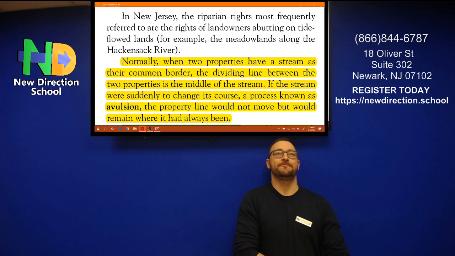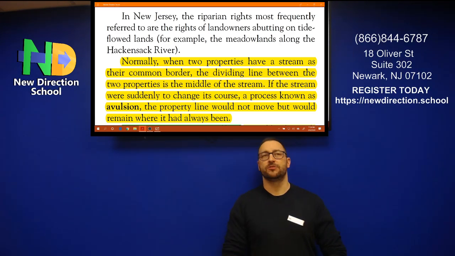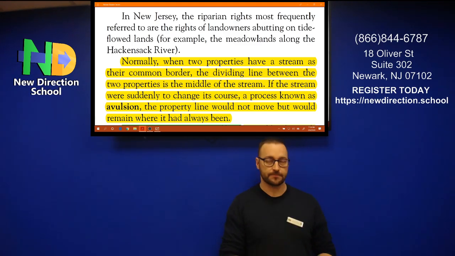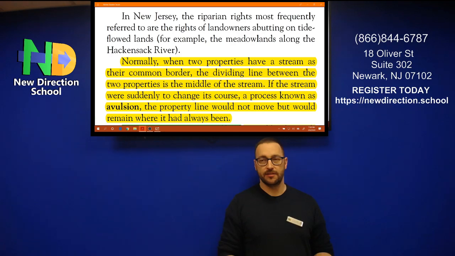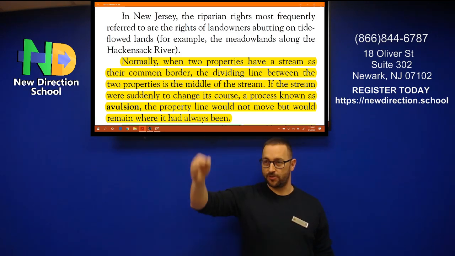Anyway, normally two properties have a stream as their common border. The dividing line between the two properties is the middle of the stream. So is it measured accurately? No. You have rights. So it is understood that it's half and half. How do you determine the half? You can look at it. It's not like they put a line in the middle.